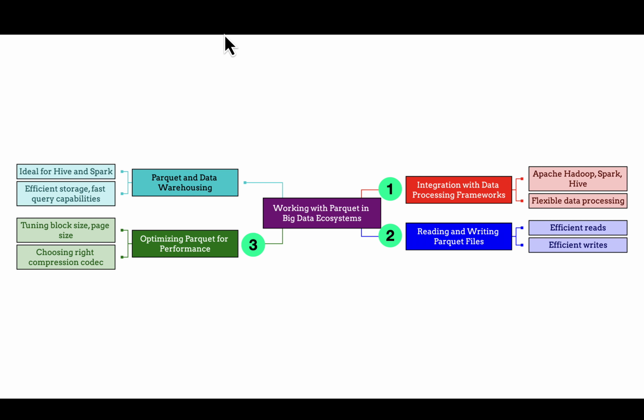3. Optimizing Parquet for performance. Performance can be optimized by tuning parameters like block size, page size, and choosing the right compression codec based on the nature of data and query patterns. 4. Parquet and data warehousing. Parquet is highly suitable for data warehousing scenarios, especially with Hive and Spark for querying and analyzing large datasets, due to its efficient storage and fast query capabilities.